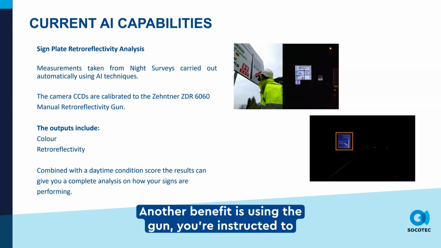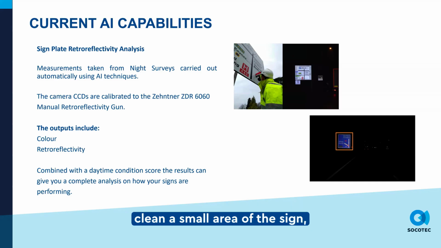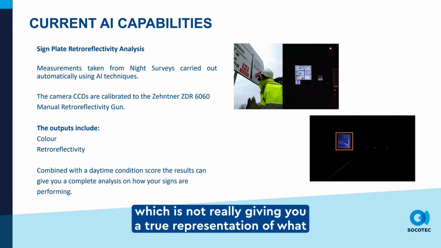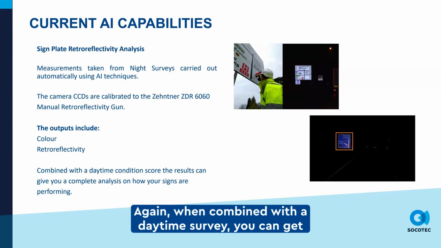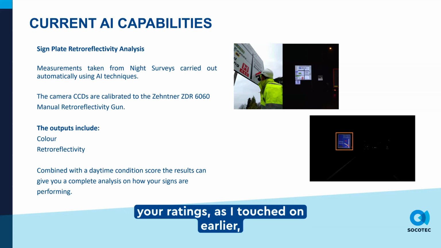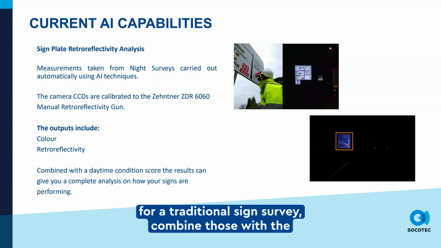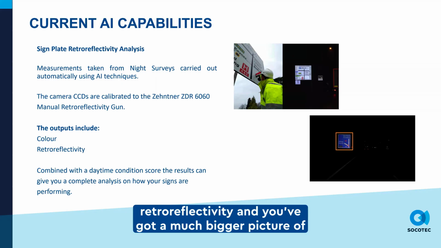Another benefit is that using the gun, you're instructed to clean a small area of the sign, which is not really giving you a true representation of what that sign is reflecting to the road user. Again, when combined with a daytime survey, you can get your ratings, as I touched on earlier, for a traditional sign survey, combine those with your retroreflectivity, and you've got a much bigger picture of how your signs are performing.